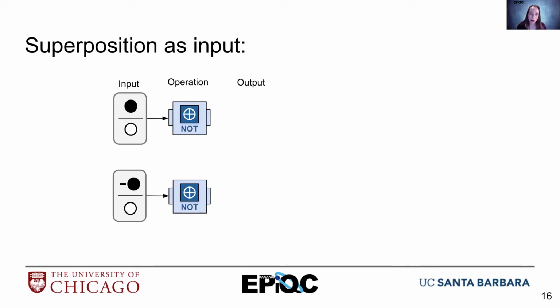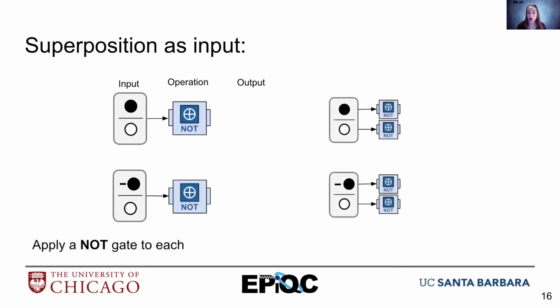So let's imagine that we have a NOT gate. What we do is we essentially split this NOT gate so that the NOT gate is applied to each one. So now we have the top one going into its own NOT gate and the bottom one going into its own NOT gate. And so then on the other end, we see that the black ball has turned into a white ball on top, and the white ball has turned into the black ball on the bottom.